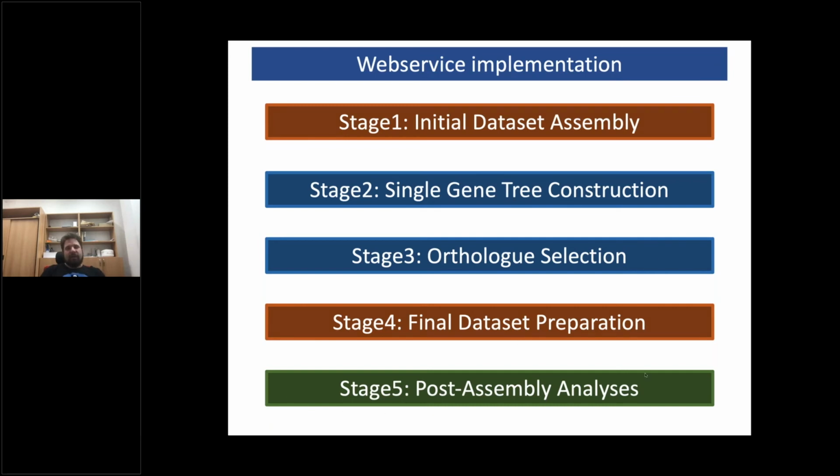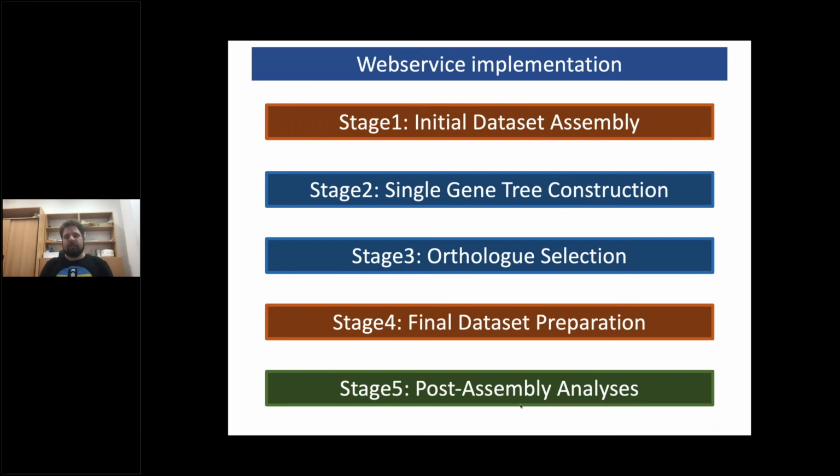And then stage 5, I have here in green because it can be used as needed, and it can also be used on data sets that were not assembled using this web service. So basically, any concatenation can be pushed into this part of the web service, and it will generate the alignments and data as needed.